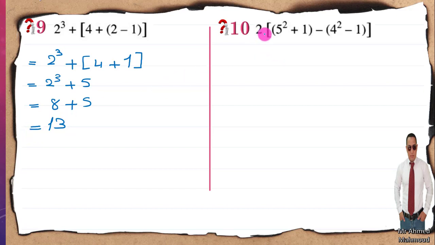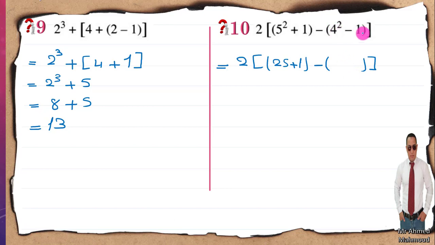Now I have bracket, power, plus, minus, bracket, power, minus. I'm going to start with the inner bracket. Inside the brackets I have power and the plus, so I'm going to start with the power inside the first bracket. 5 power of 2 is 25, and plus 1, minus the other bracket.